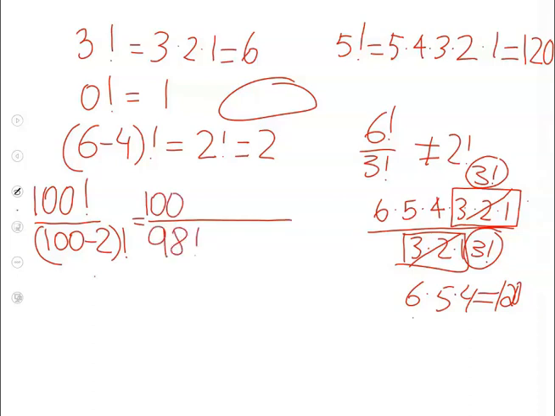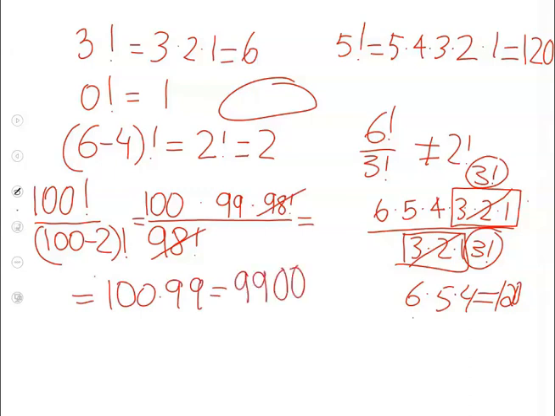98 factorials. In the numerator, we have 99 times 98 factorial. Now we can just cancel out these 98 factorials, and the answer will be just 100 times 99, that is 9900.